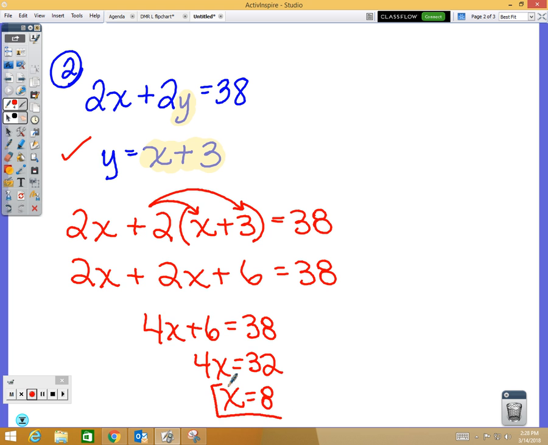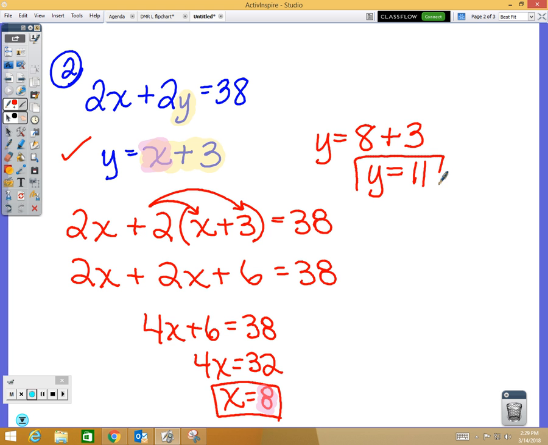X equals 8. So again, going back up to one of these equations and replacing the x value with the 8. So I'm going to choose this easy equation here and say that y equals 8 plus 3. So that means y equals 11. So your ordered pair is 8, 11. Questions?